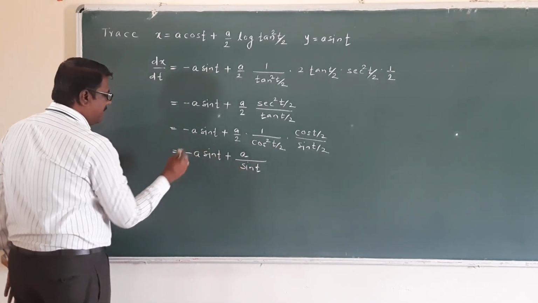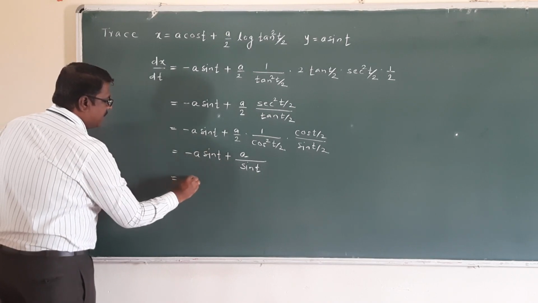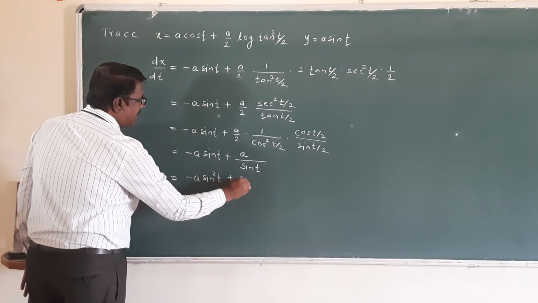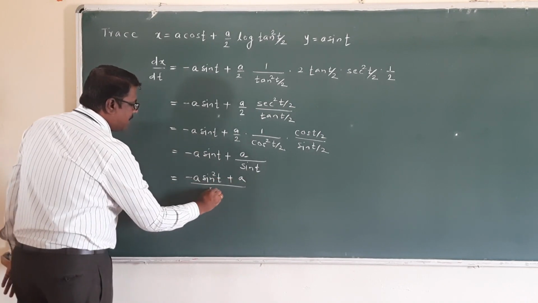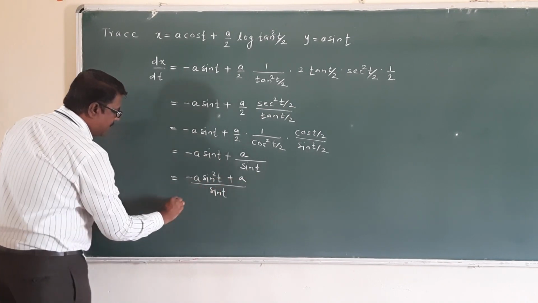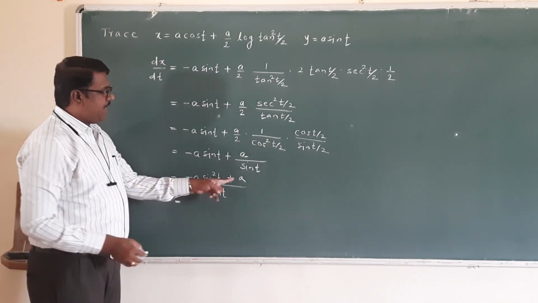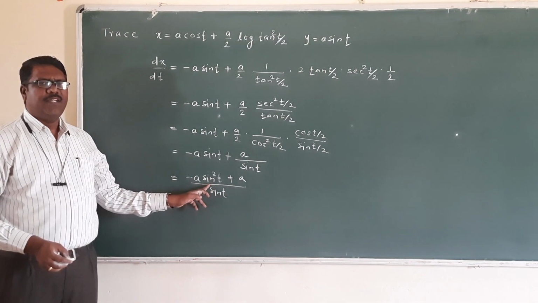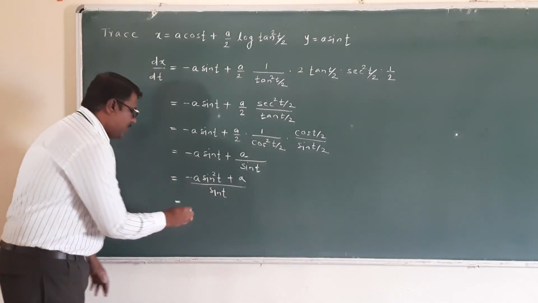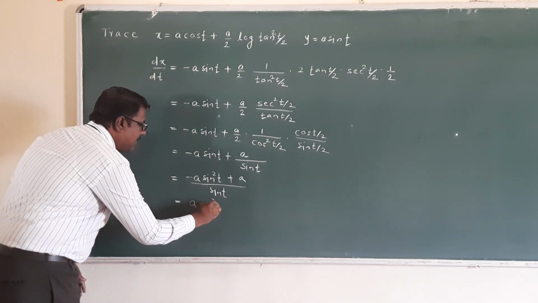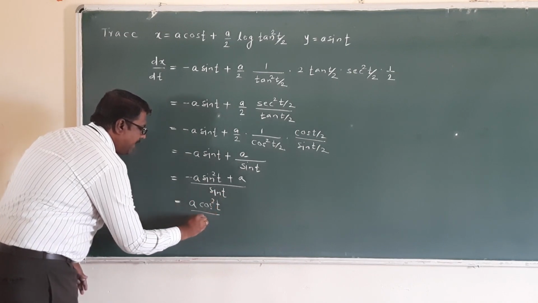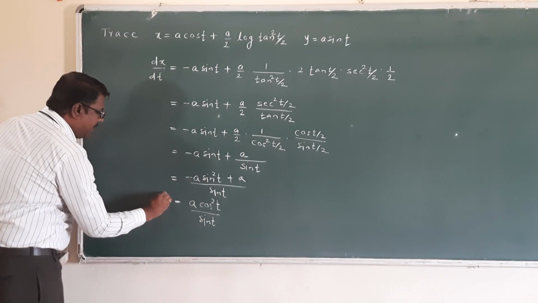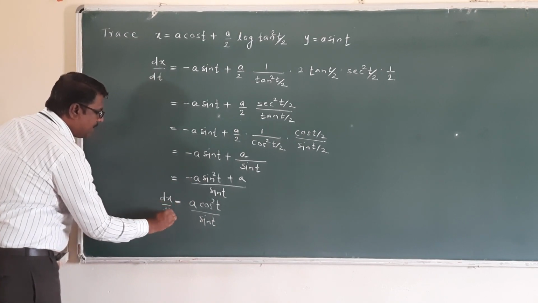If I take cross multiplication, I will get minus a sin square t plus a divided by sin t, which is equal to, if I take a outside, so what is remaining? 1 minus sin square t, that is cos square t. So a cos square t upon sin t. But this is calculation of only dx by dt. This is dx by dt.